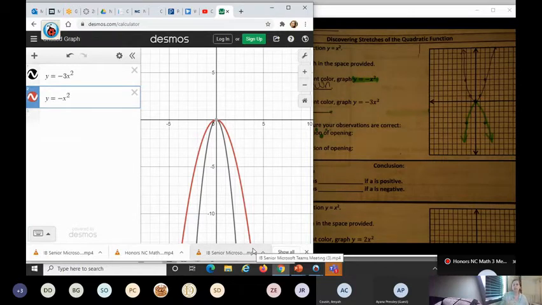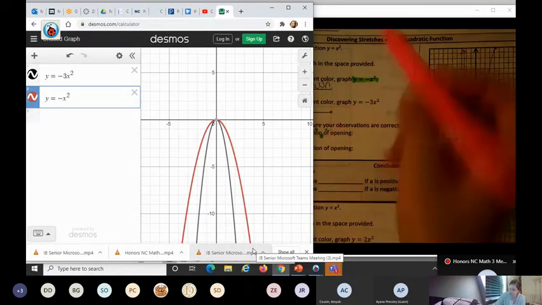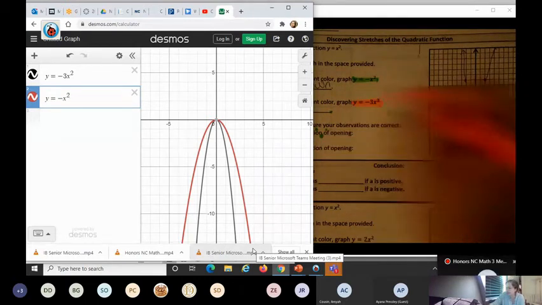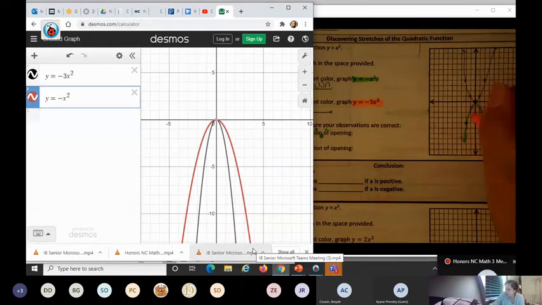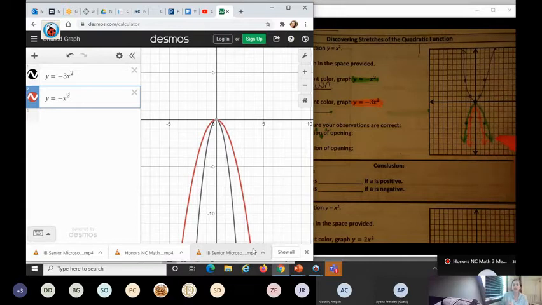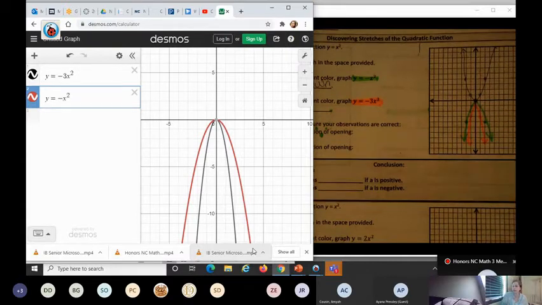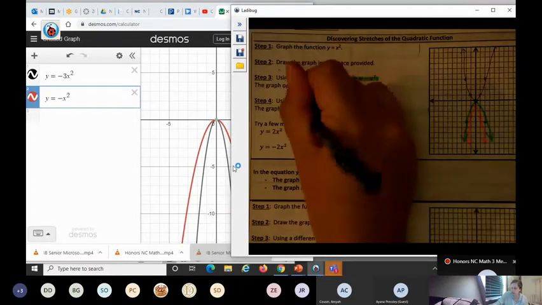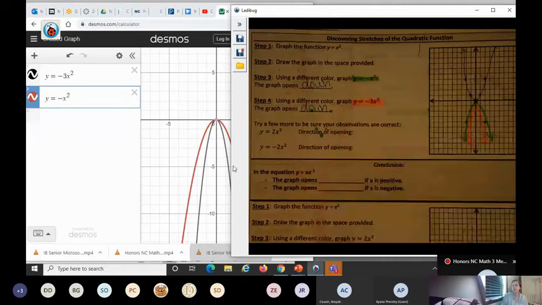Okay, so this new function is flipped and it's the same, except we have a much skinnier graph inside of there. Okay, so if we look at this graph, it also opens down. Okay, but the difference here is that it's a little bit skinnier. So it asks you to do a few more.